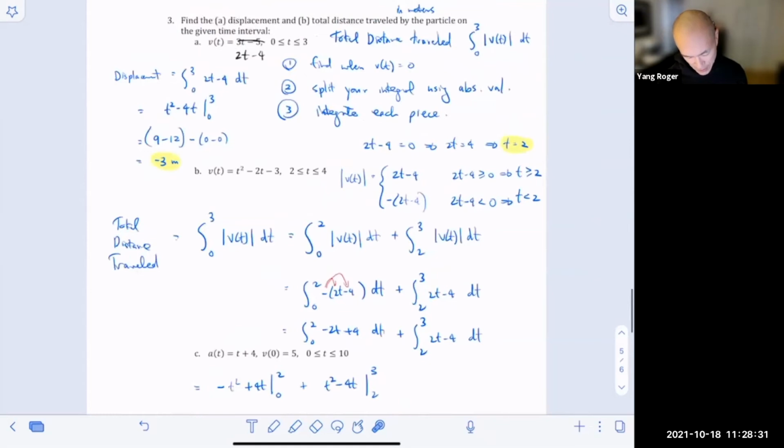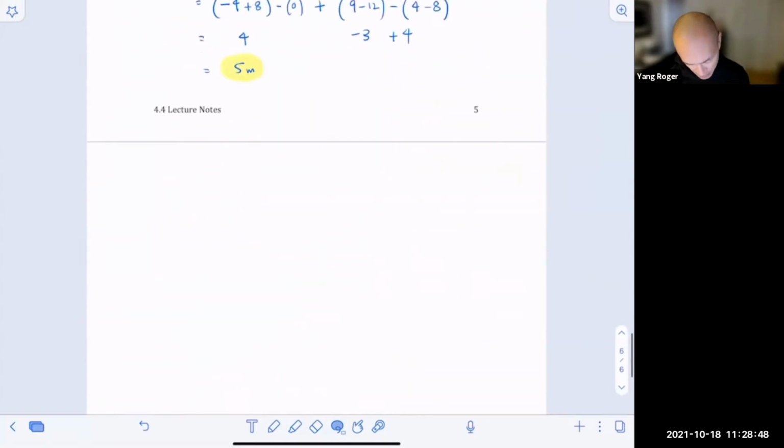I took up a lot of space to do this, but I want you to try one on your own. So why don't you guys try this B on your own? Because I think integrating the absolute value thing is the hardest thing we're going to do in this section. So let's just knock it out early.